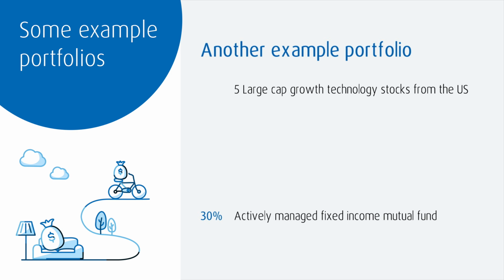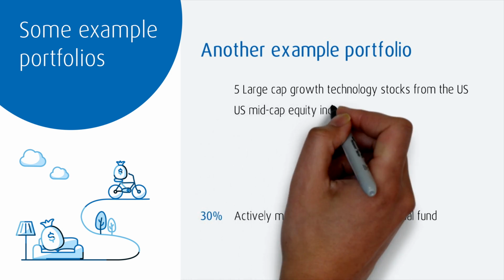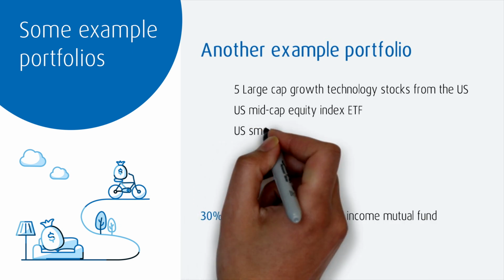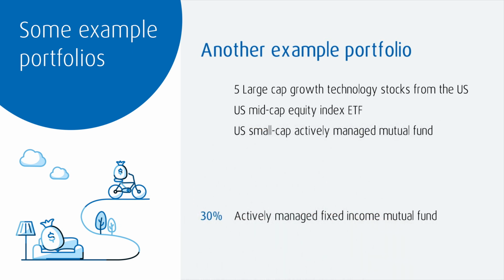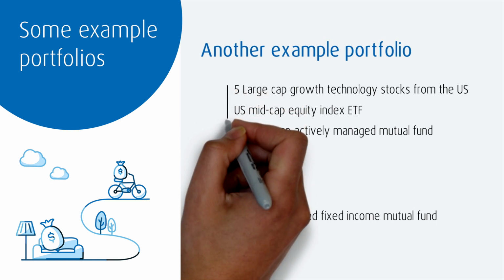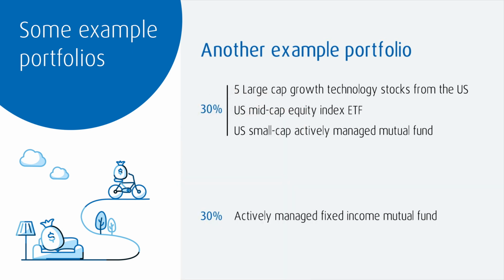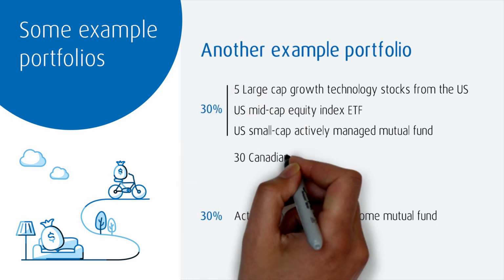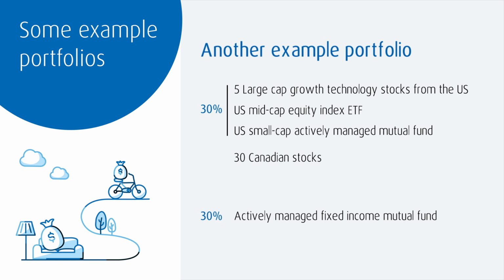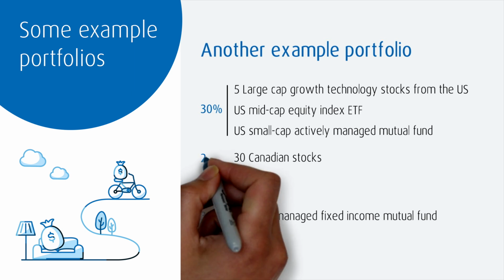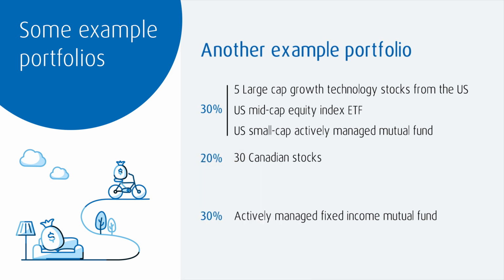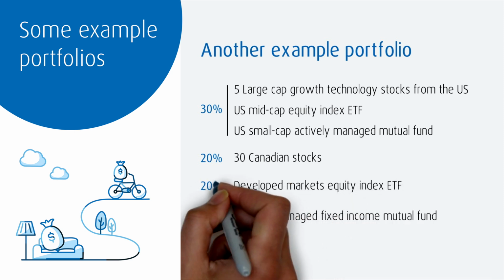They might round out their US equity exposure by adding in a US mid-cap equity index ETF and a US small-cap actively managed mutual fund. Their total US equity exposure might be 30% of the portfolio. They might add in 30 individual Canadian stocks that are broadly representative of the Canadian market, and this might be set to around 20% of their portfolio. And for the remaining 20% of their portfolio, they might choose a developed markets index ETF.